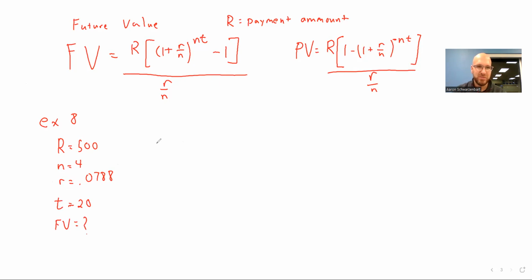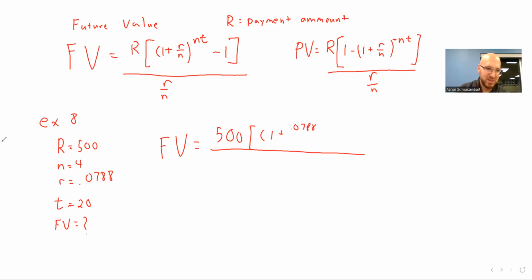So this is a pretty straightforward one. I'm just going to plug into the equation. And then I'll actually show you plugging this one into the calculator. 500 times brackets 1 plus 0.0788 over 4 to the 4 times 20. Let's make those a little neater.